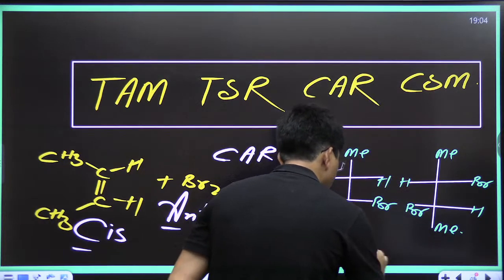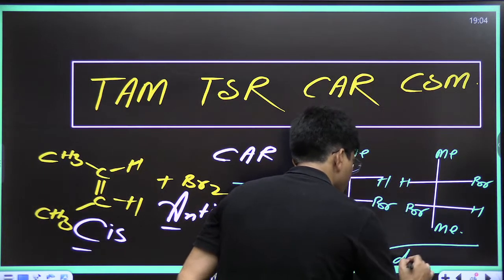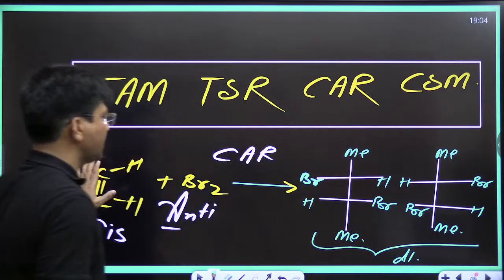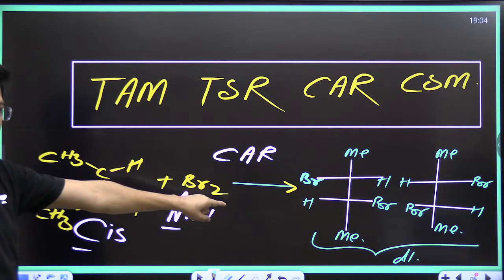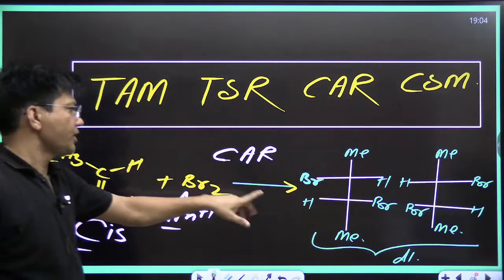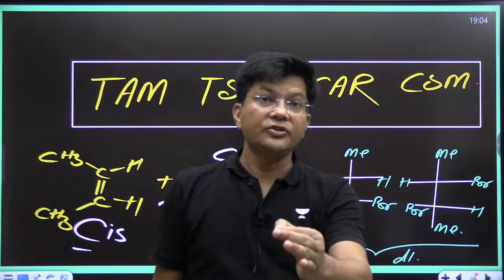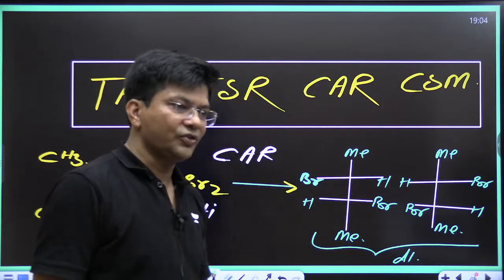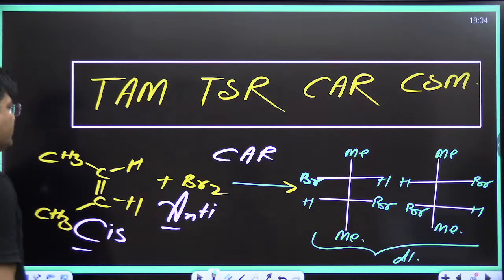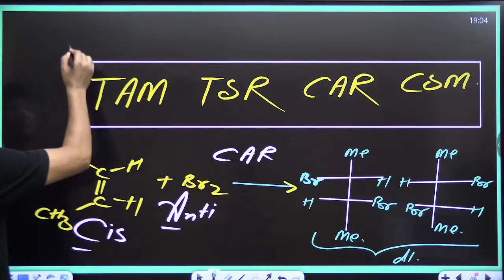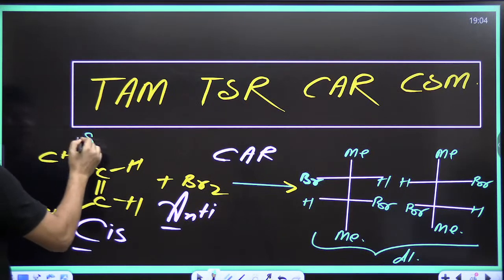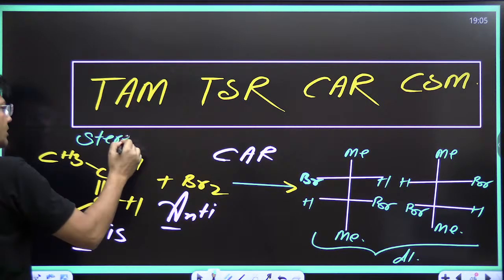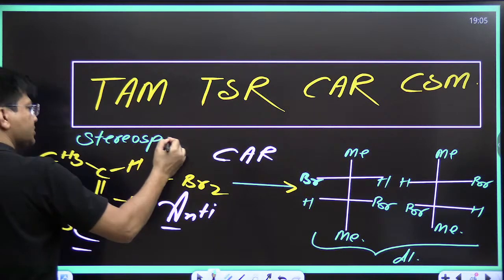So dextro and levo product, equimolar product. So this particular thing will give you this particular thing only, and that's why this reaction is known as stereospecific. This is a stereospecific reaction.